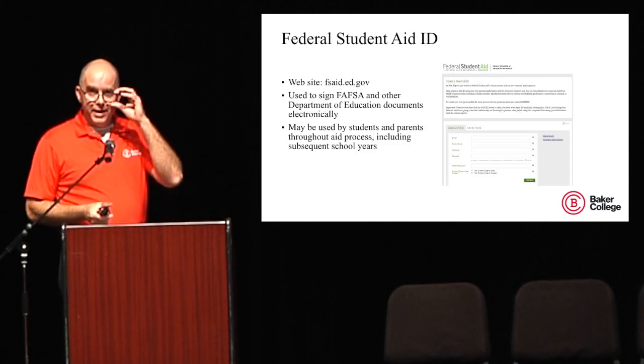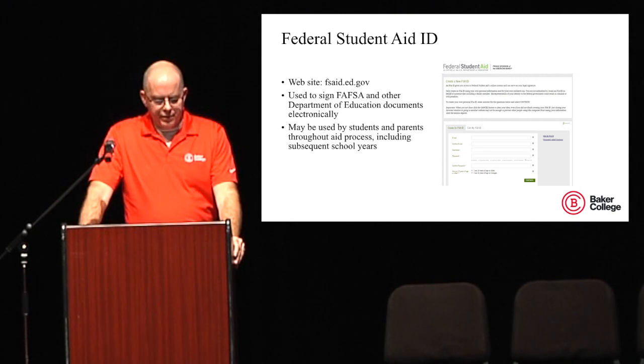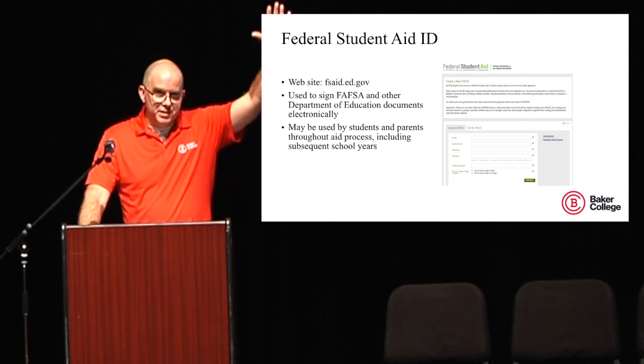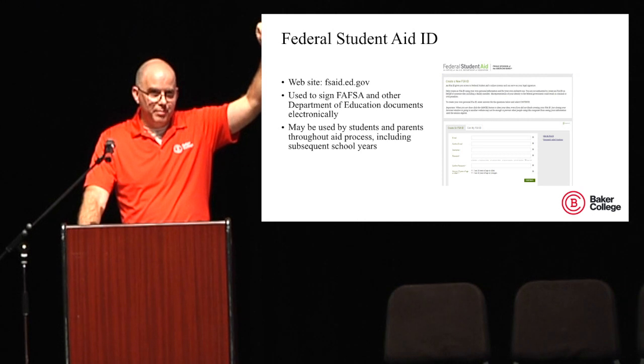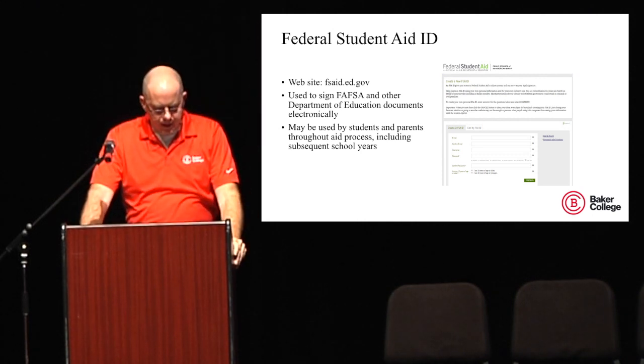How do you get an FSA ID? You can go to fsaid.ed.gov to request one. The FSA ID replaces the federal PIN. Do you have any parents that are veterans of the financial aid process that have been through it before? We have a couple hands popping up. So we don't use our PIN number anymore. We now have to use an FSA ID.